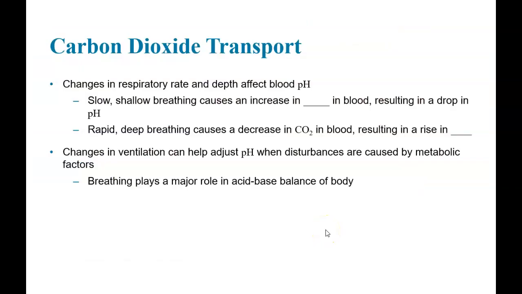Changes in respiratory rate and depth affect the blood pH. Slow, shallow breathing causes an increase in carbon dioxide in blood, and it results in a drop in pH. Rapid, deep breathing causes a decrease in carbon dioxide in blood and results in a rise in pH. So changes in ventilation can help adjust the pH when the disturbances are caused by metabolic factors. So breathing plays a major role in acid-base balance of the body.